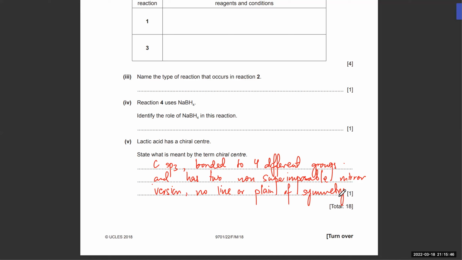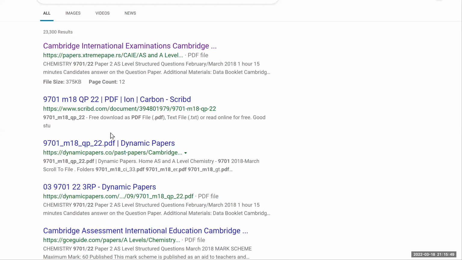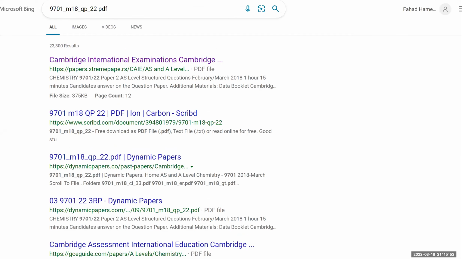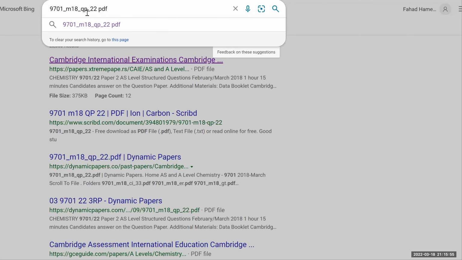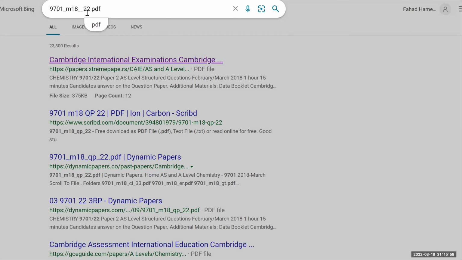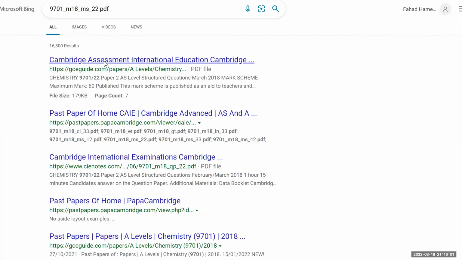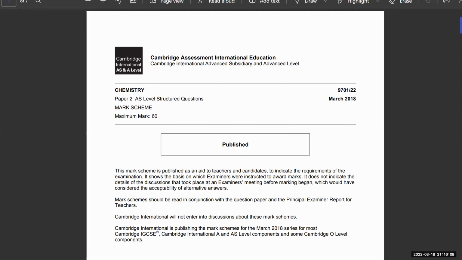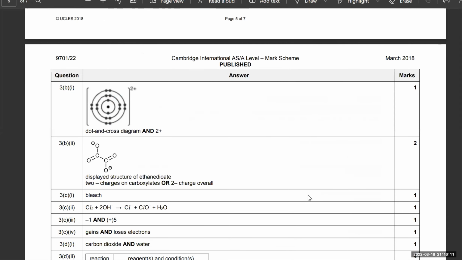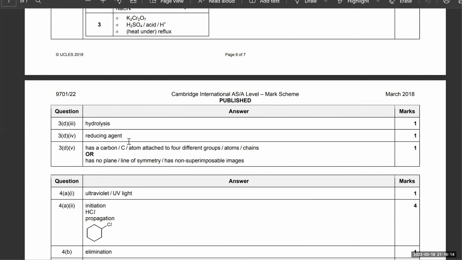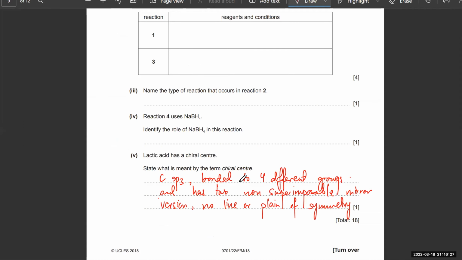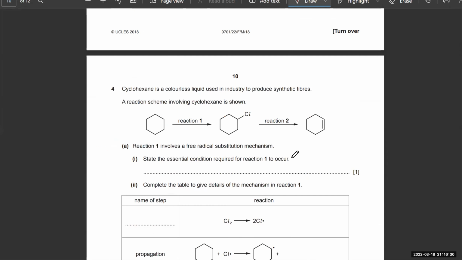I just wrote it, it's a one mark question, so I'll quickly have a look. What's the one mark exactly for in this case? We wrote a much bigger answer. So it has a carbon atom attached to four different groups, that would have gotten one mark. Or it has no plane or line of symmetry, has non-superimposable images or mirrored versions. We wrote mirrored versions, that's fine as well. So we pretty much wrote everything, and that gives us one mark.